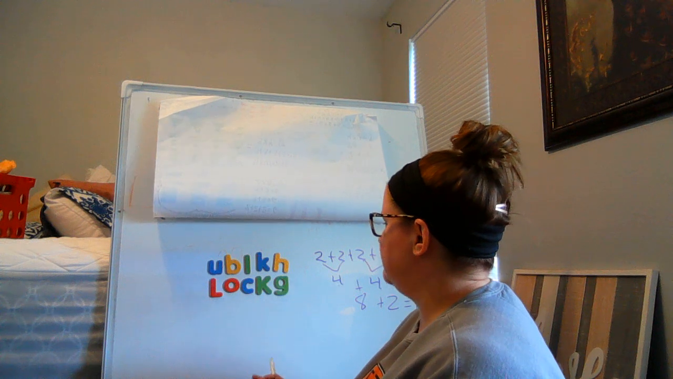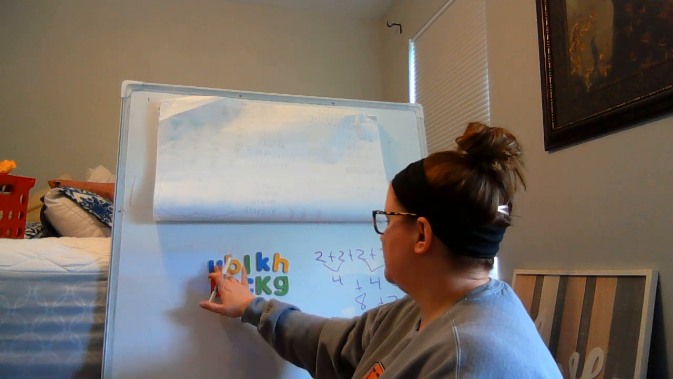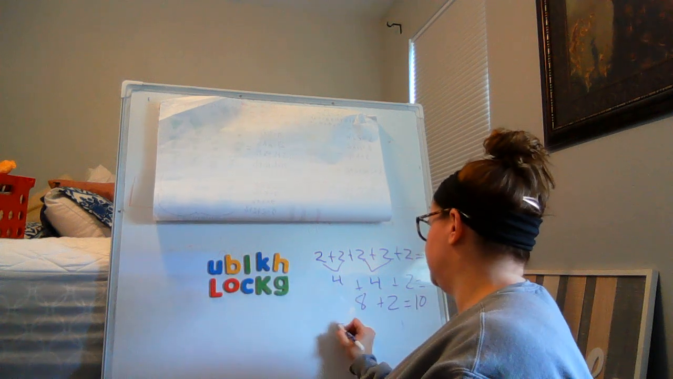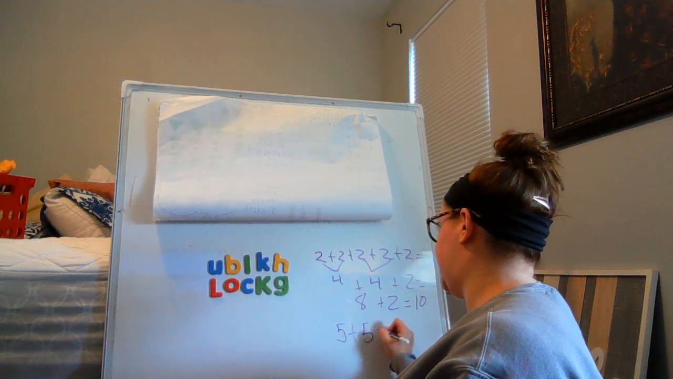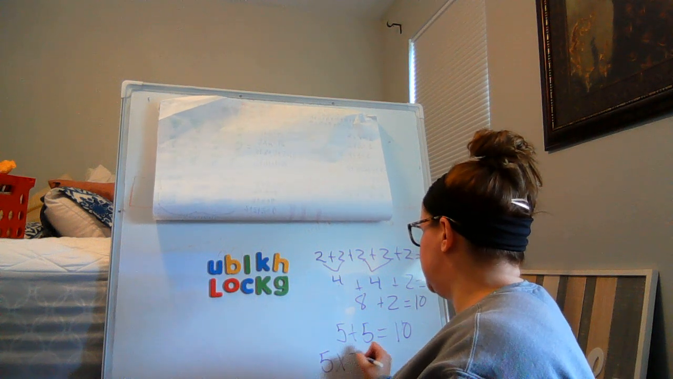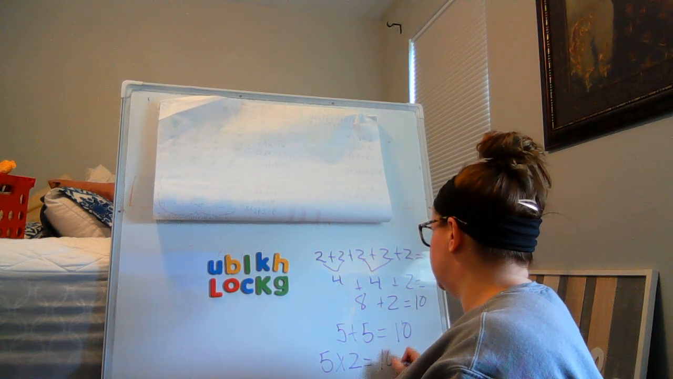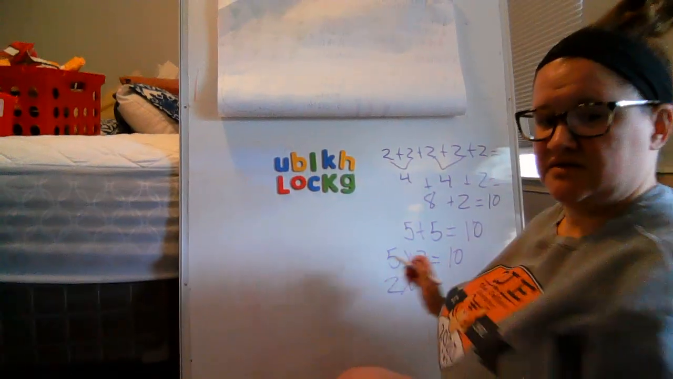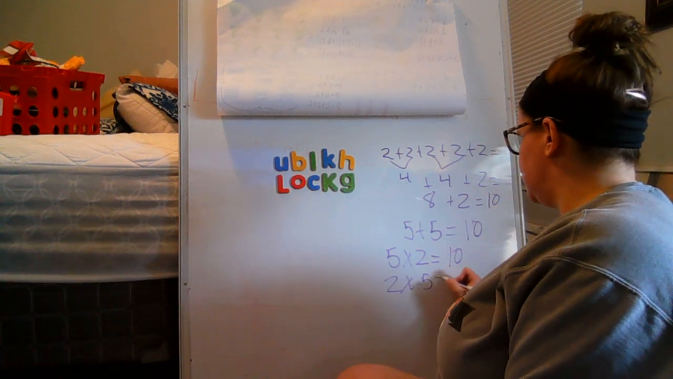Or I could have done 1, 2, 3, 4, 5, 5 2 times. We know that. Double 5 is 10. You can also say 5 times 2 equals 10. Or 2 times 5. 2 times 5 equals 10.